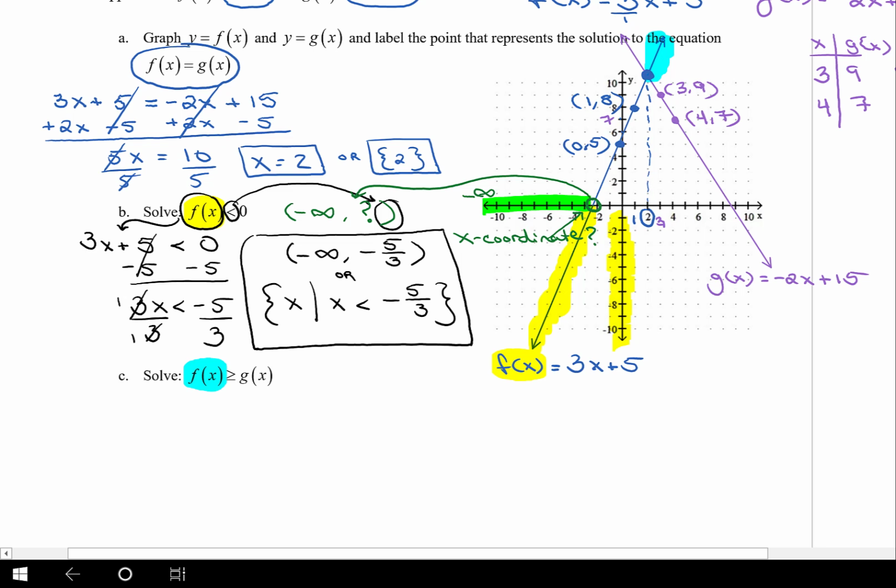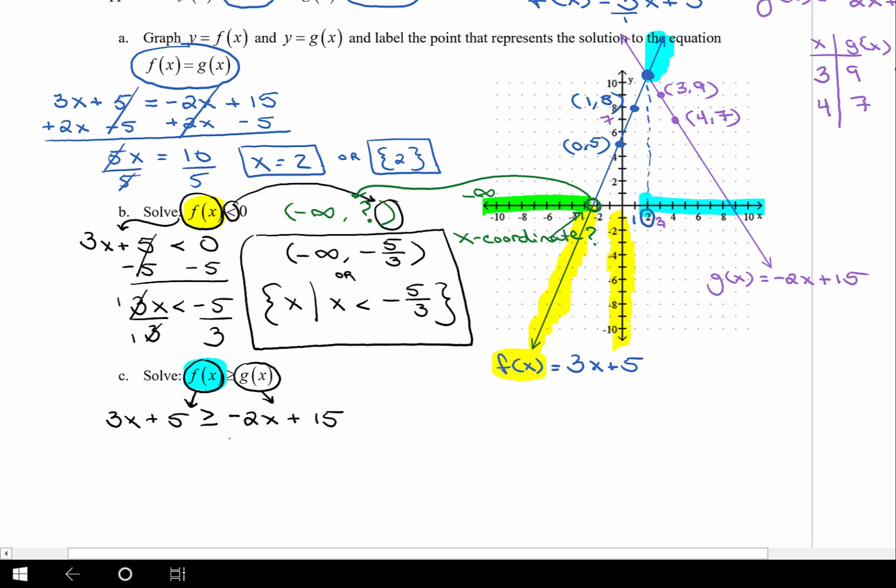So I can tell here where x is equal to 2, and everything to the right of x equal to 2 is going to produce y values that land above the g of x function. Another way to do this is to solve it algebraically: replace f of x and g of x with what they're equal to, and solve this inequality.